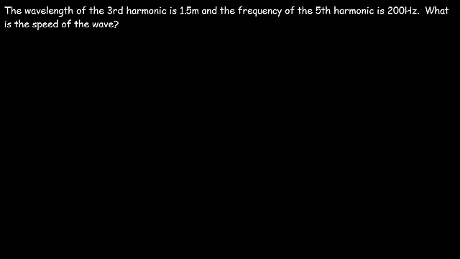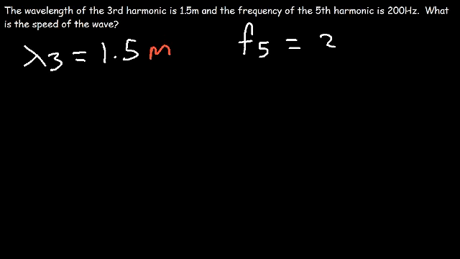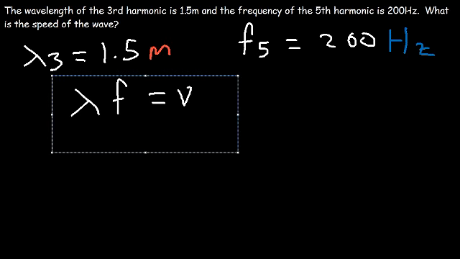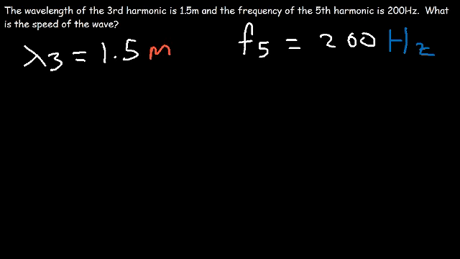The wavelength of the third harmonic is 1.5 meters. So lambda 3 is this number. And we have the frequency of the fifth harmonic, which is 200 hertz. What is the speed of the wave? At this point, we cannot use this equation, lambda f is equal to v, because the subscripts do not match. So what should we do in this case? How can we solve this problem? The best thing to do is to find the fundamental wavelength and frequency.